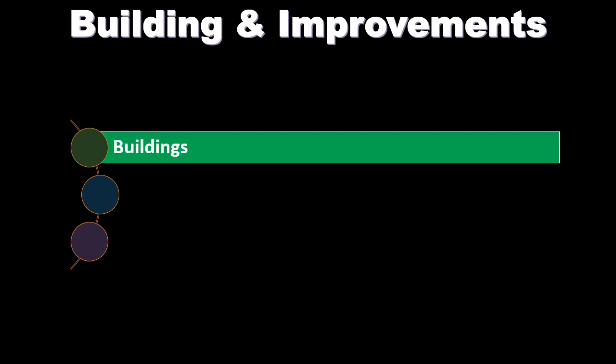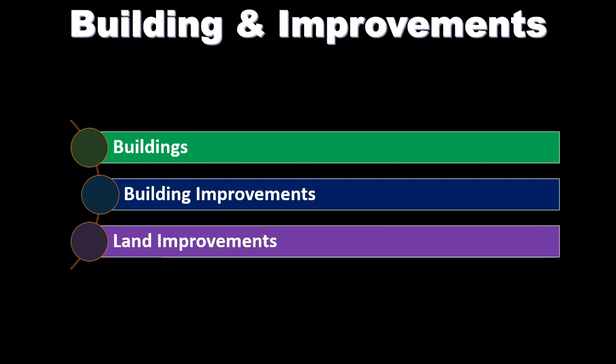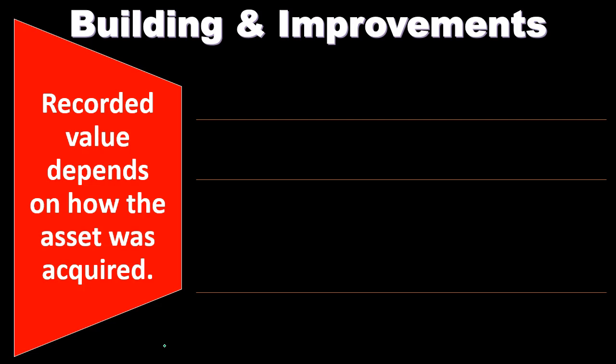This category includes the buildings themselves. It includes the building improvements, so improvements on the building. And these are things that are typically going to extend the life of the building. And then we have the land improvements as well. Then we have the same issue with regards to the building and improvements. What cost or what amount are we going to put these on the books for? And again, it's going to depend on how we acquired the building and improvements.